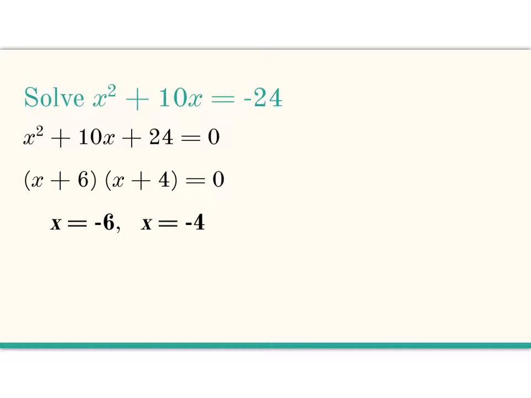Each factor separately solved out. X plus 6 equals 0 if x is negative 6. X plus 4 equals 0 if x is negative 4. Here are your two solutions, negative 6 and negative 4.